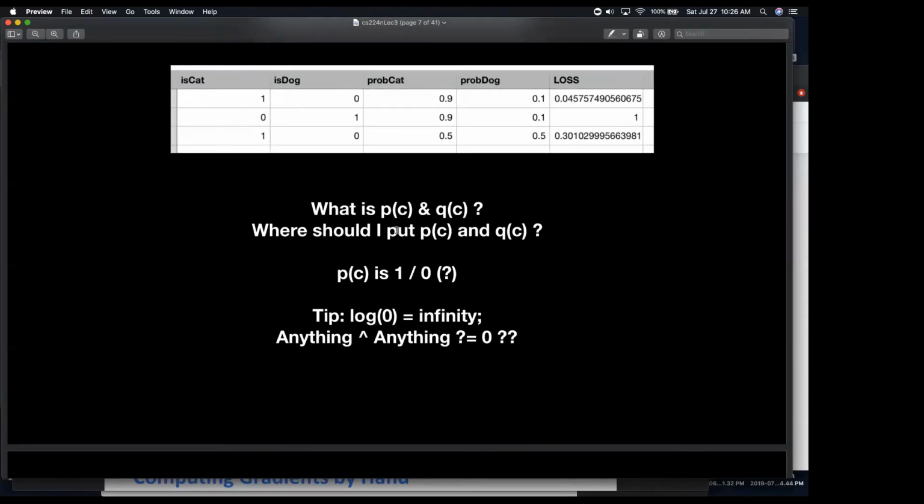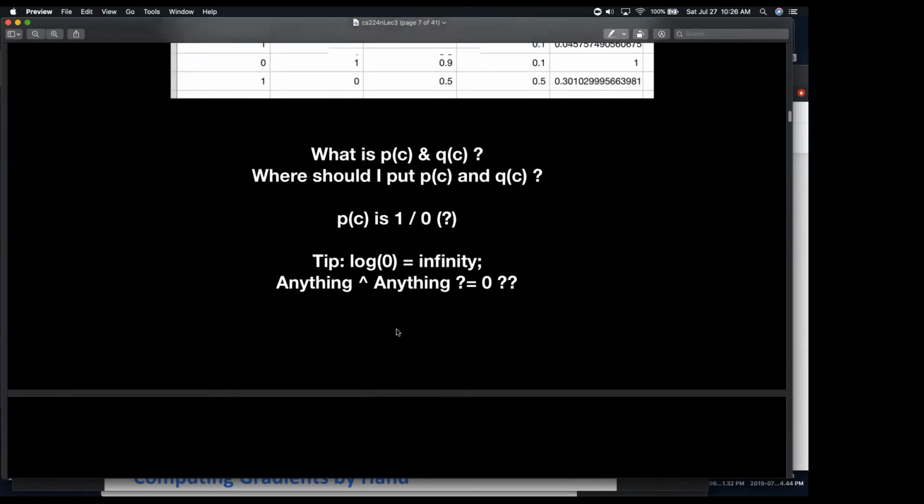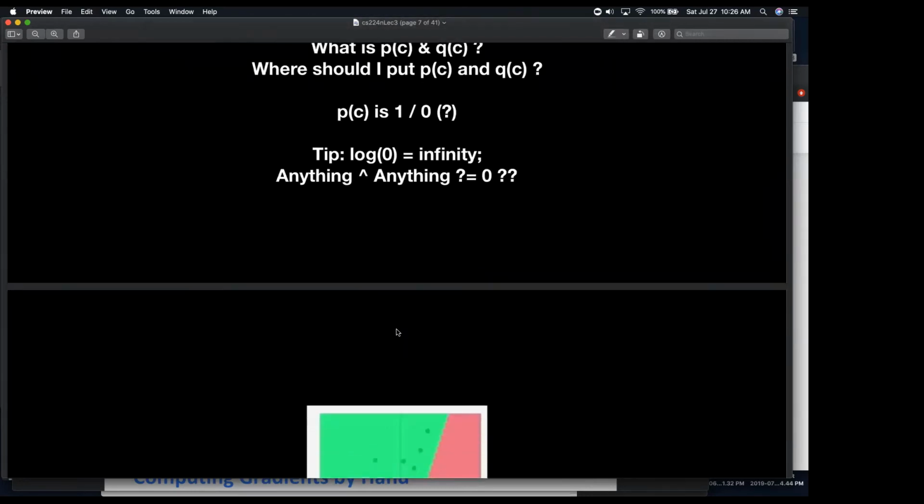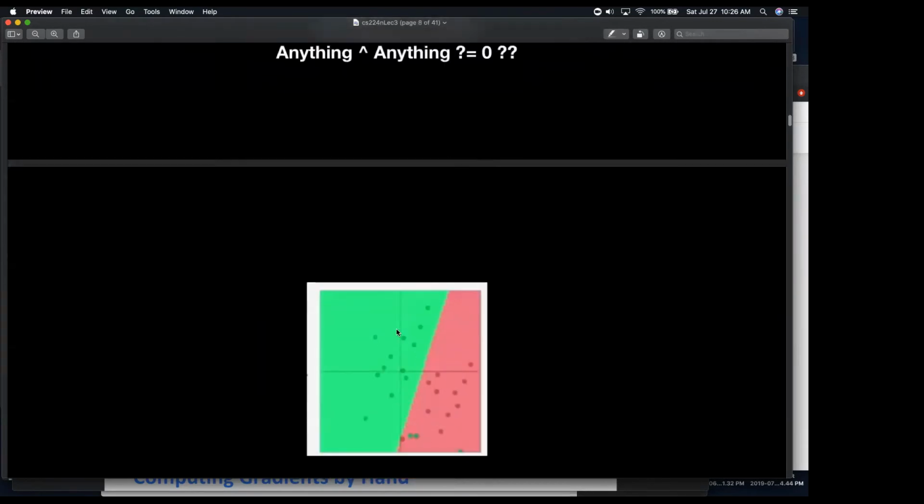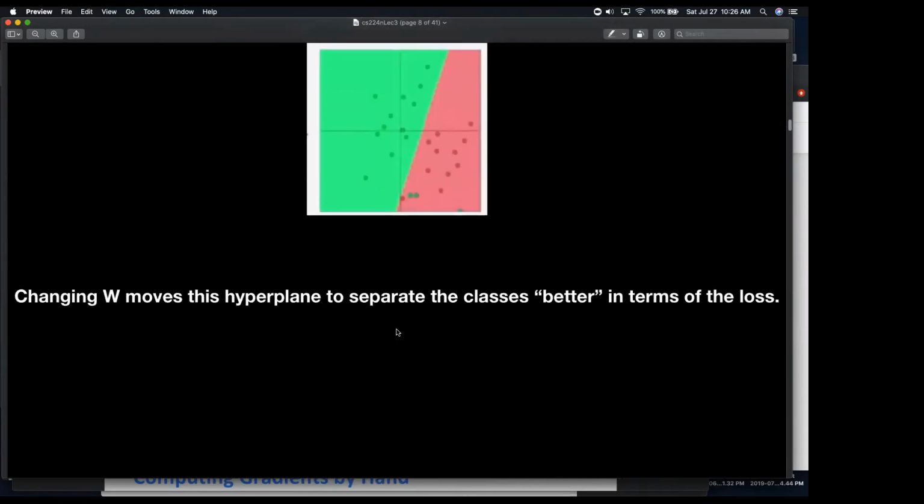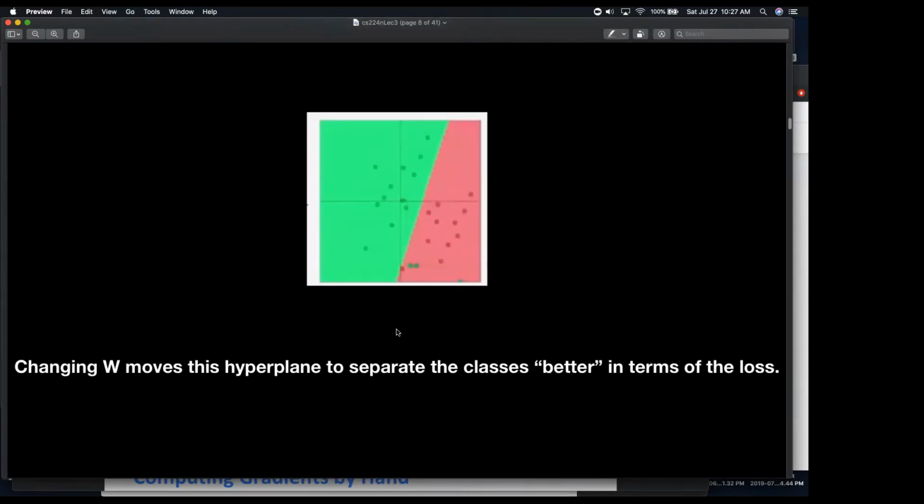Yeah, I explained how I remember what P of C and Q of C is. I think that's a good point for me to ask: do you guys have any questions up till here, or shall we proceed?